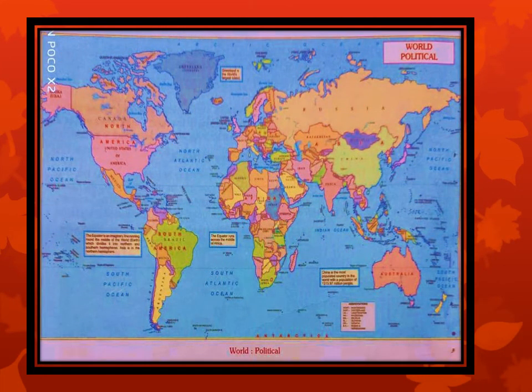Here you can have a look at a world political map. This is a political map of the world which shows the state boundaries, countries, states.